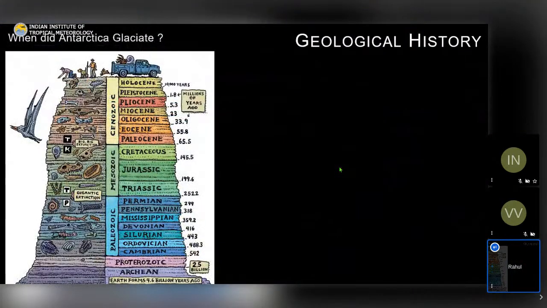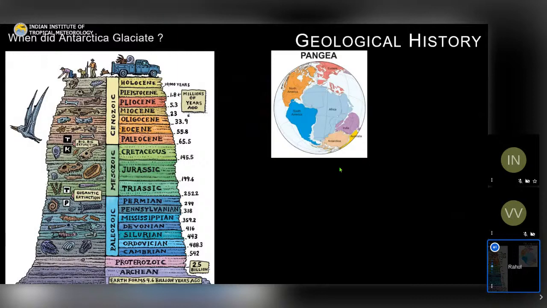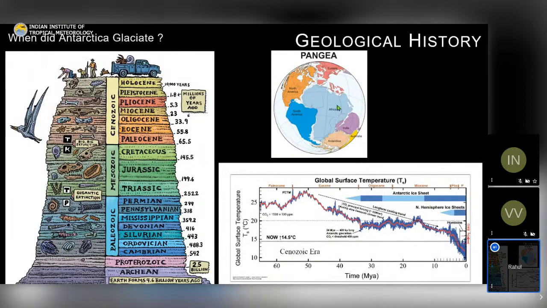This is the geological time scale, and I'm not going to talk on this. On Earth, all the continents were joined together, and this was known as Pangaea, surrounded by one ocean, that was Panthalassa. So this started separating about 150 to 152 million years ago. So when did the ice sheets appear in Antarctica?